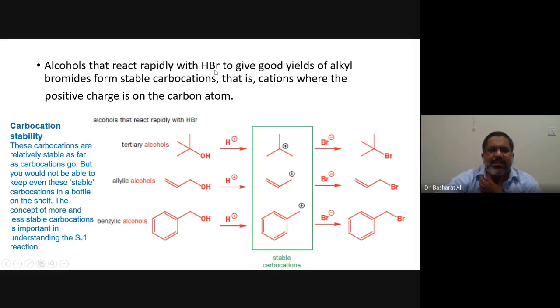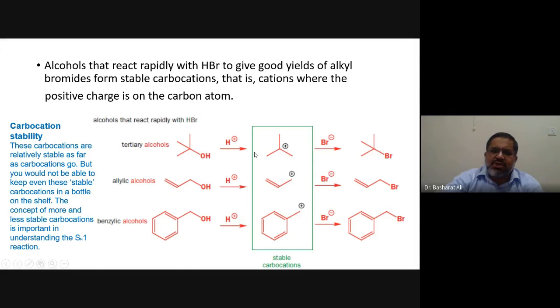Alcohols that react rapidly with HBr to give a good yield of alkyl bromide form stable carbocations, a cation where the positive charge is on the carbon atom. Carbocation is a specific term used for a species in which a carbon atom bears a positive charge. In this example, you can observe that a tertiary alcohol on reaction with acid converts into a tertiary butyl carbocation.